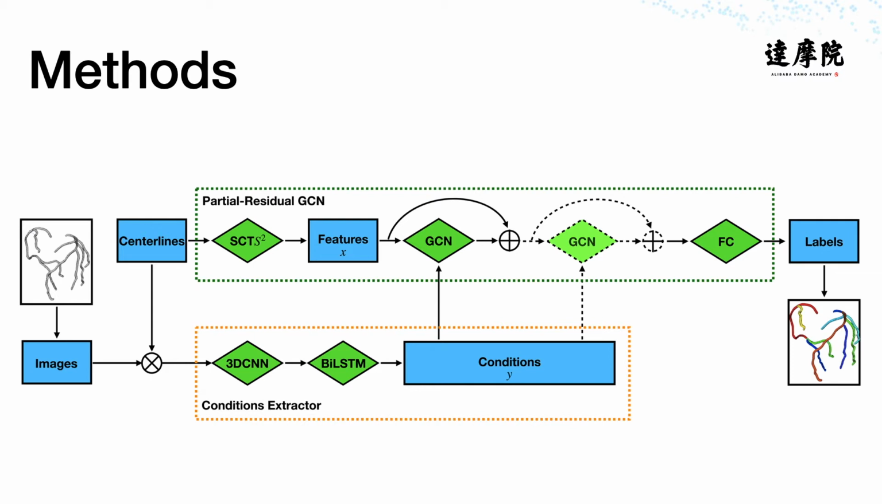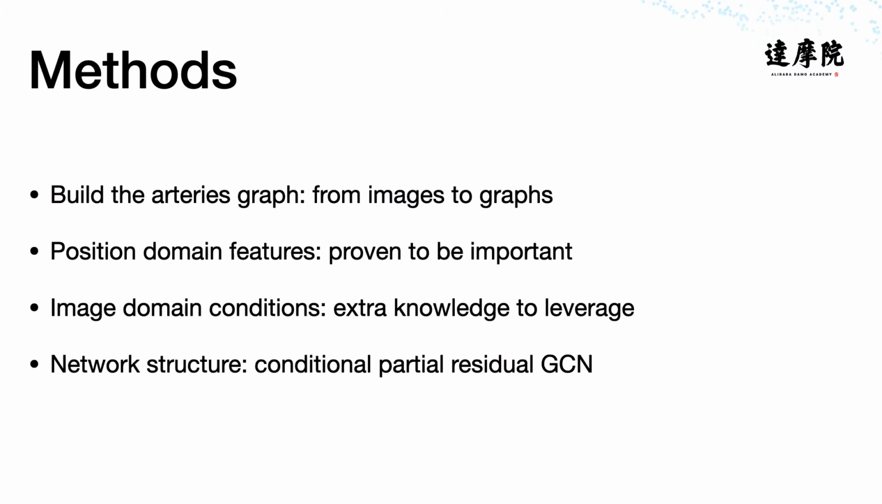The input of our model is the CCTA images and the preprocessed centerlines. The backbone of our model is the centerline positions passing through the graph convolution network. The information from the images is extracted as extra conditions of our partial-residual GCN. There are four parts of our model: how to build the graph from the image, how to choose the position domain features, how to extract the image domain conditions, and how to build the conditional partial-residual GCN.